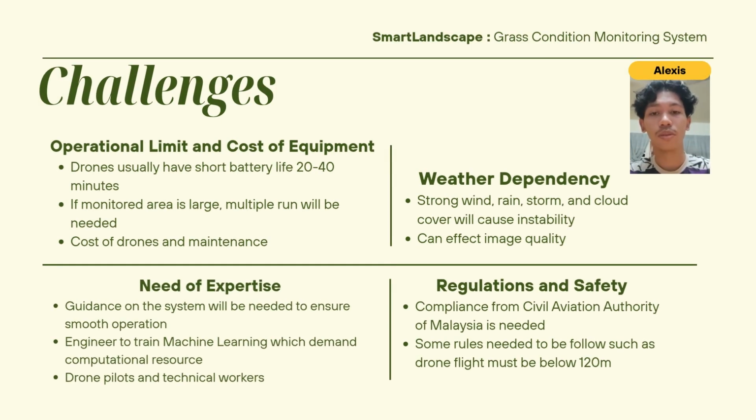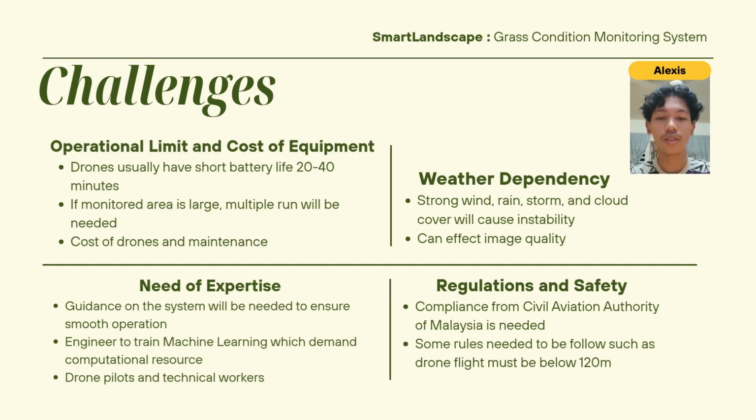Moving on to challenges, we must account for a few operational constraints. The first one is weather. Strong wind, rain, or maybe cloud cover will cause flight instability and lower quality images. And operationally, drones are limited to 20 to 40 minutes of flight per battery. So meaning larger areas will require more runs and equipment maintenance in the long run.